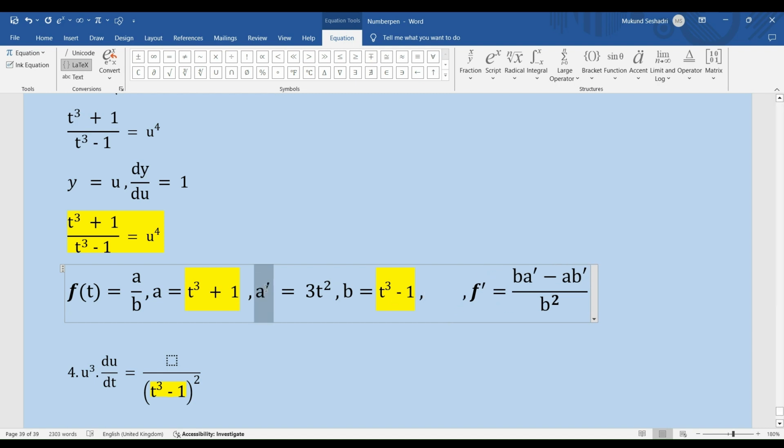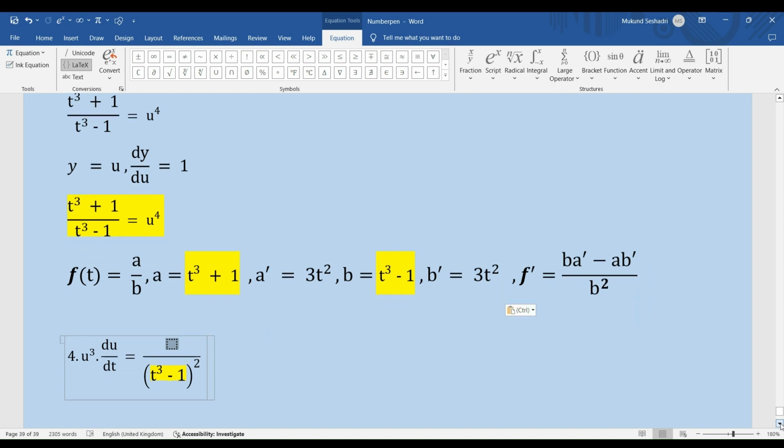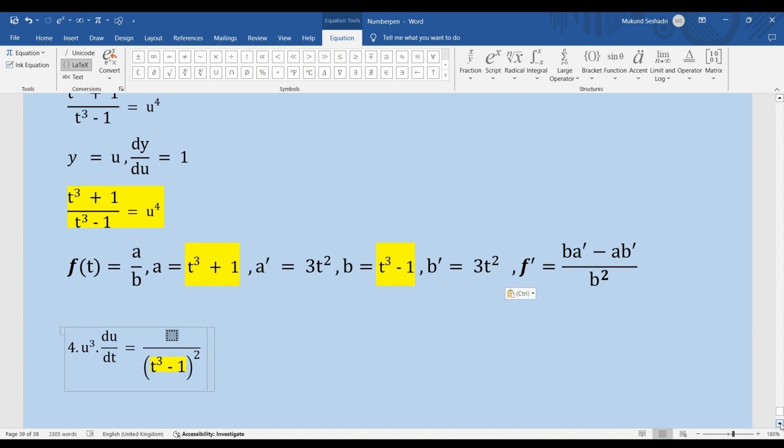And why is that? I'm applying some rule in differentiation. So my d by dt of t cube is 3t square and of minus 1 is 0. Therefore, I get my b dashed equal to 3t square, right? So there I have all that I want. I have my a, b, I have my a dash, b dash. So all that we will have to do is go back and do the substitution in this particular expression, right?